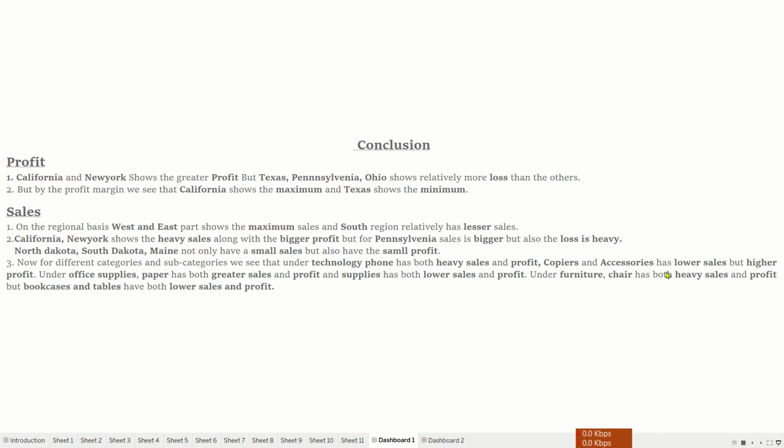Copier and accessories has lower sales but higher profit. Under office supplies, paper has both greater sales and profit. Supplies has both lower sales and profit. Under furniture, chair has both heavy sales and profit. But bookcases and tables have both lower sales and profit.